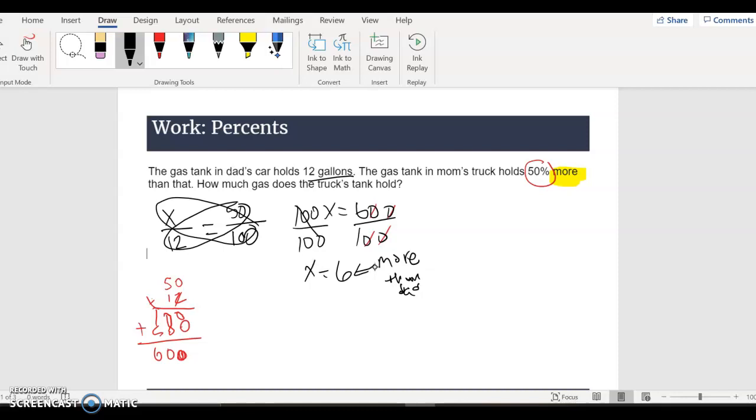So in order to figure out how much total gas is in Mom's gas tank, we have to take Dad's, which is 12, and add the 50% more, which we now know is 6, from Mom's, to give us 18 total gallons for Mom's truck.